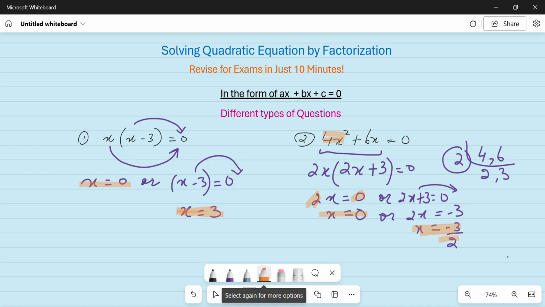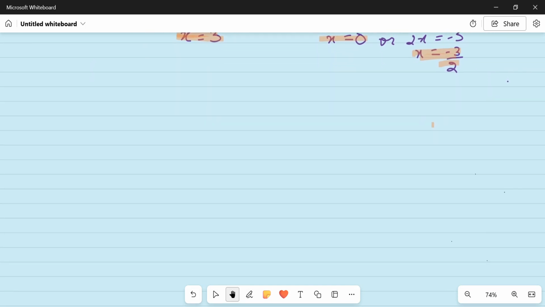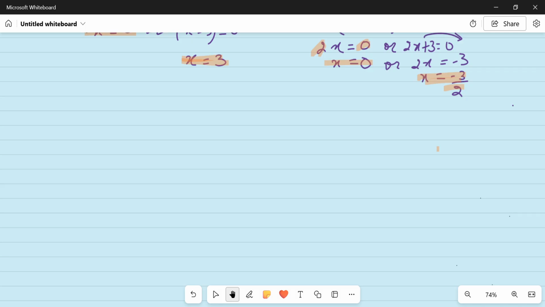Now next question, question 3. I hope that students and people are getting this quadratic equation by factorization. Now we have a third type of question of this factorization.